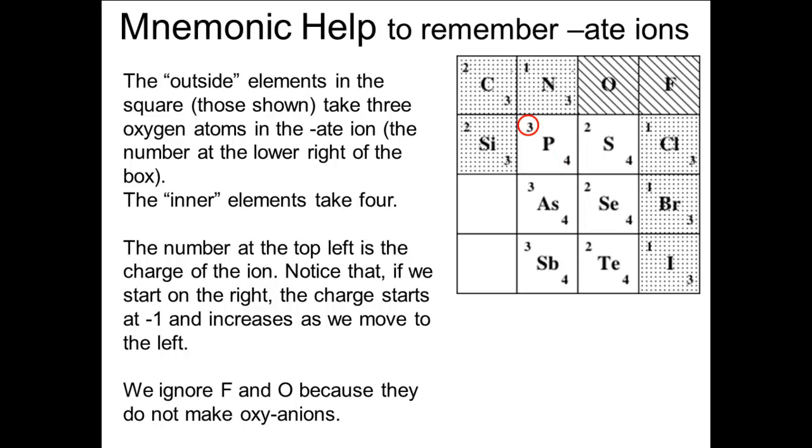The number in the upper left of the square is the charge of the ion. It is always negative. Note that we start from the right with 1 and increase as we go to the left. We ignore the F and O in the first row.